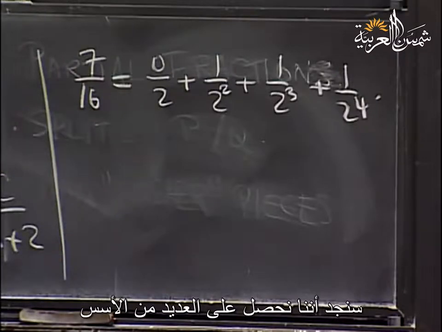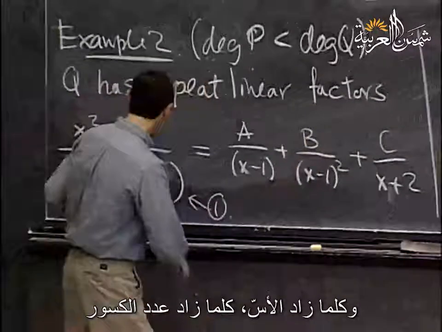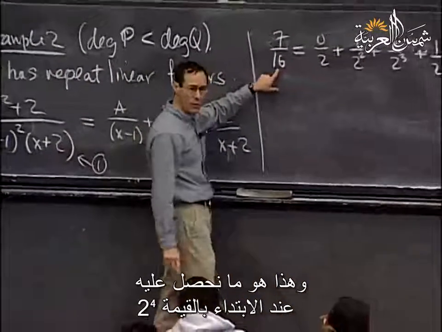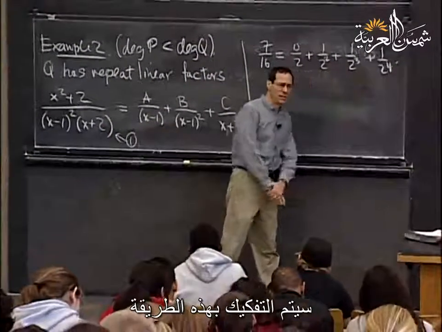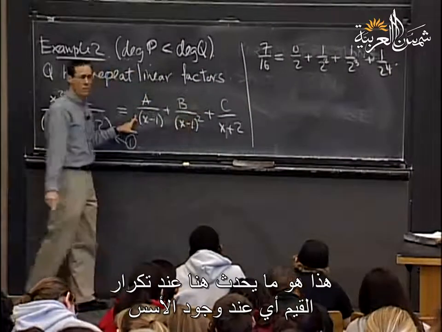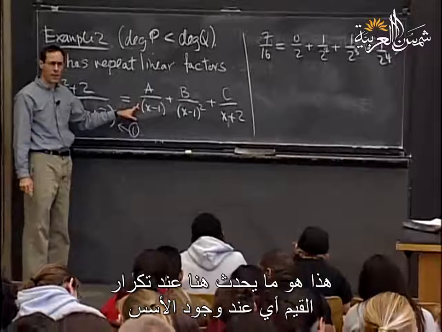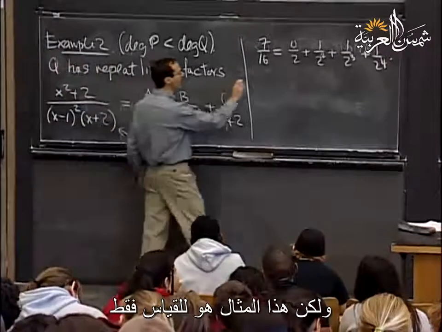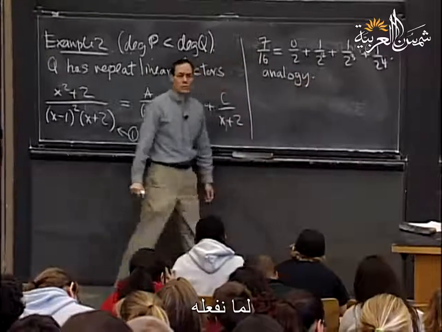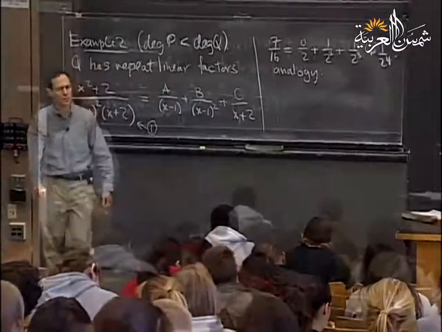And I'm getting this power and this power. If I have higher powers, I'm going to have more and more. So this is what happens when I have a 2 to the 4th. I'll have to represent things like this. Now that's what's coming out of this piece with the repetitions here of the powers. So this is just an analogy with what we're doing.